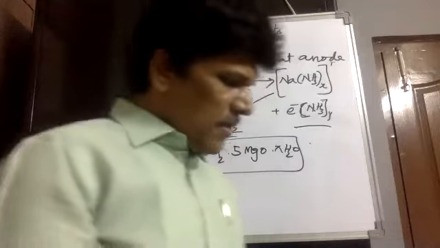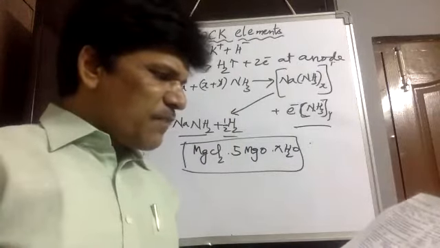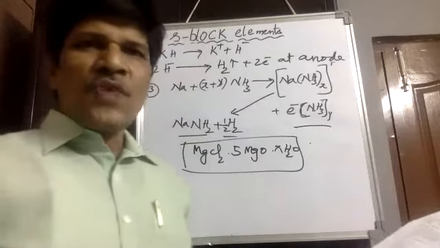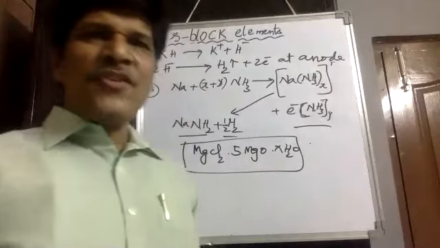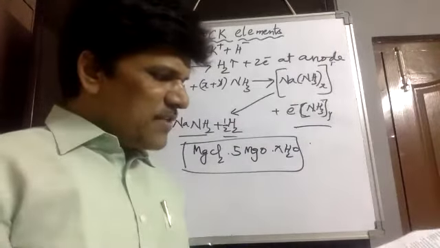Then 20th: the useful byproduct obtained in the Solvay process of manufacture of sodium carbonate. The important byproduct of the Solvay process is calcium chloride. It is one of the desiccants we can use. 20, that is the C answer.